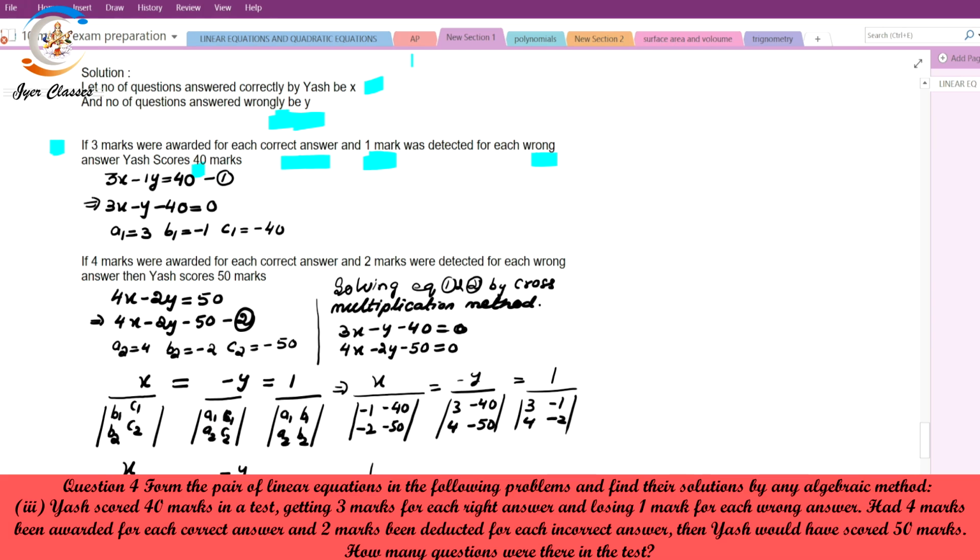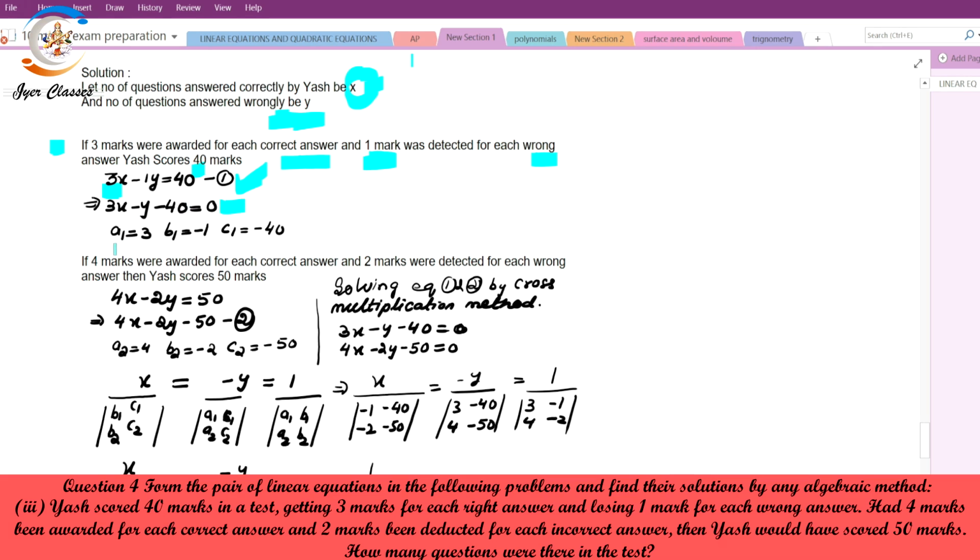भाई हर सही क्वेश्चन के लिए उसको 3 मार्क्स मिल रहे हैं. उसने कितने क्वेश्चन को राइट आंसर किया था? x, यानी उसको मिल गए 3x. लेकिन y नंबर ऑफ क्वेश्चंस उसने रॉन्गली आंसर किया और हर एक रॉन्ग आंसर के लिए उसको -1 मिलना है. तो y इंटू -1 दोनों को जब लिया तो उनको मिल गए 40 मार्क्स. ठीक है. अब इसको स्टैंडर्ड फॉर्म में लिखते हैं 3x minus y minus 40 is equal to 0.